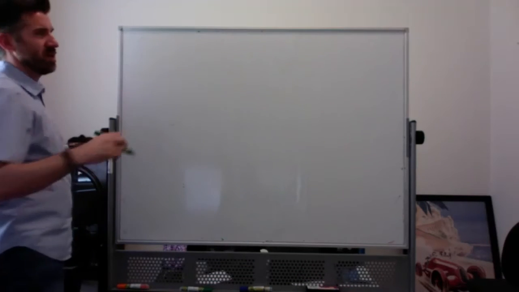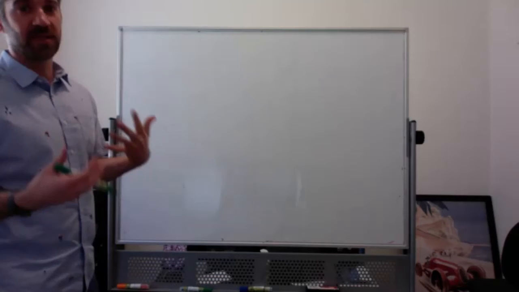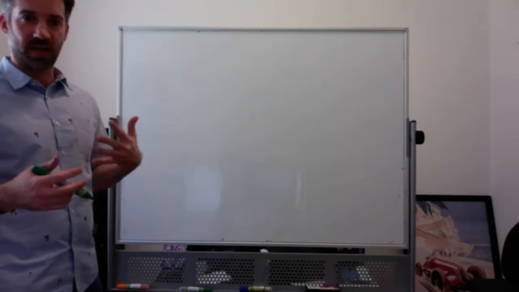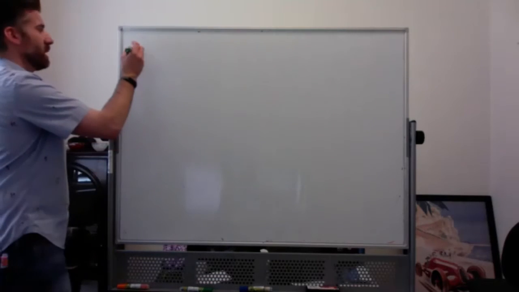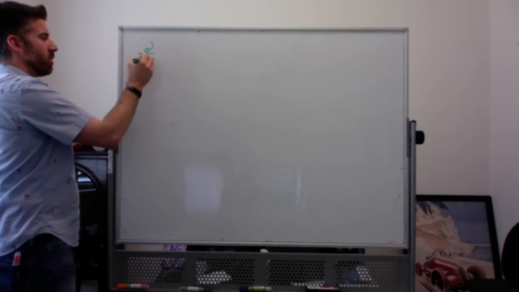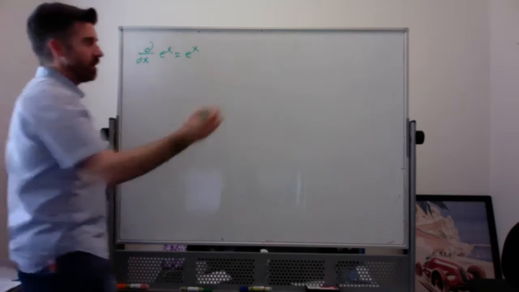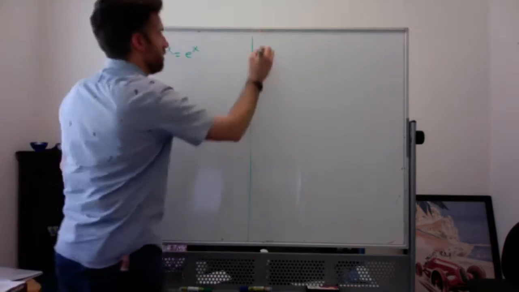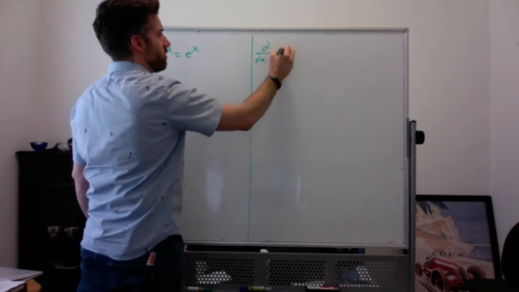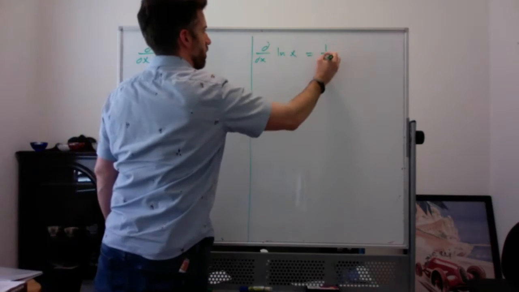All right, so there's kind of like 8 things to say when it comes to the derivative of logs and exponentials. Here are the beginning things. The derivative of e to the x is e to the x. And the derivative of the natural log of x is 1 over x.